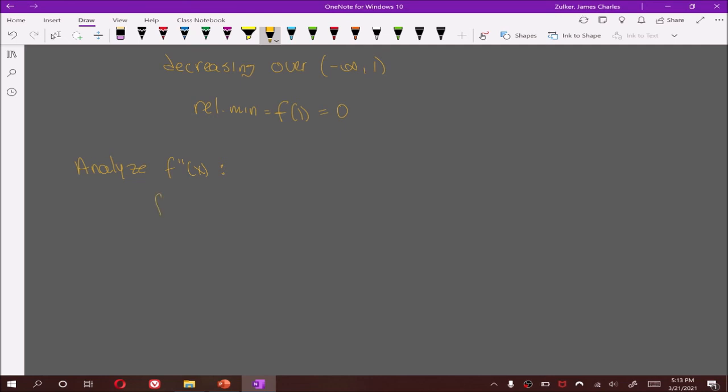Now we look at f double prime. And this is a simple power rule. It'd be negative 2/9 x minus 1 to the minus 4/3, which is negative 2 over 9 times x minus 1 to the minus 4/3. Positive 4/3, I'm sorry. Again, this is never going to equal 0, but f double prime of 1 is undefined.